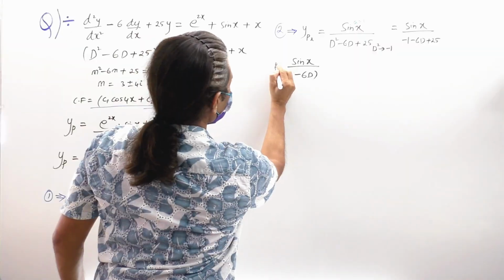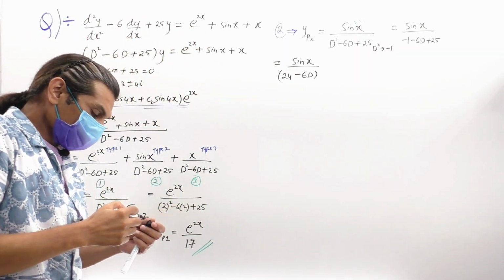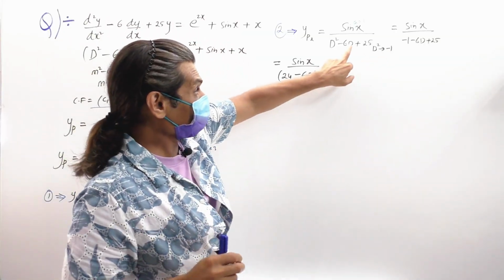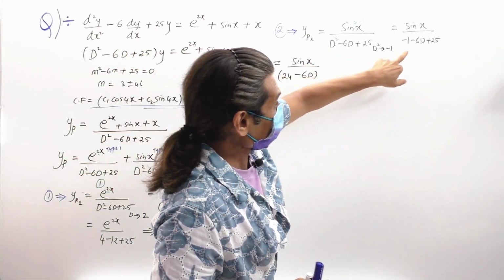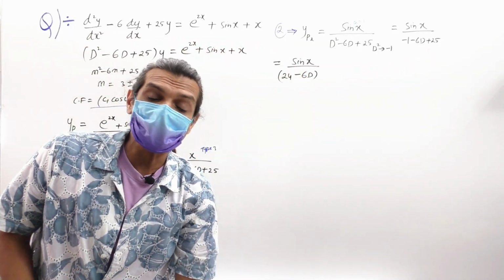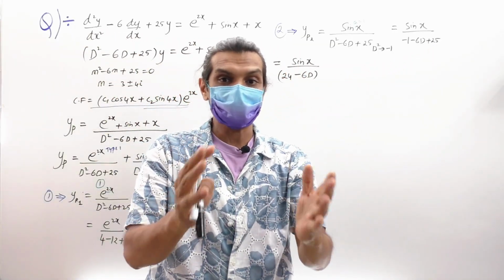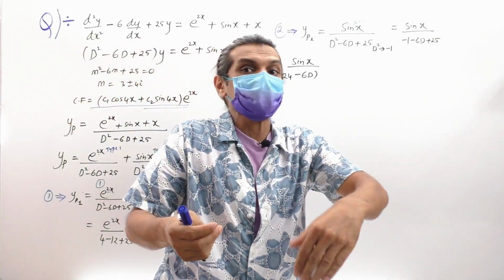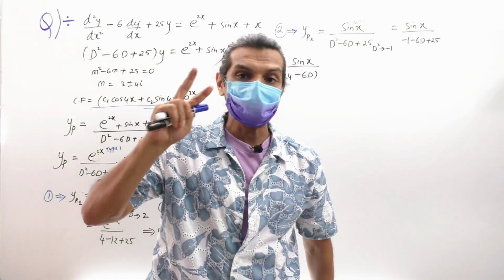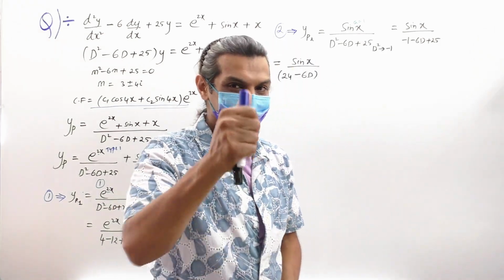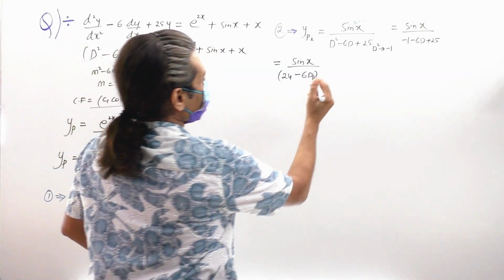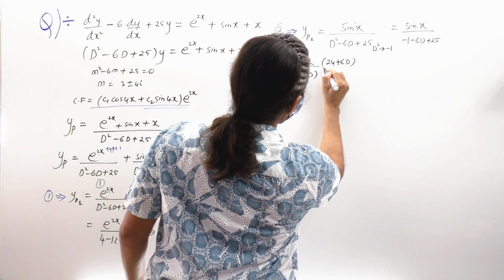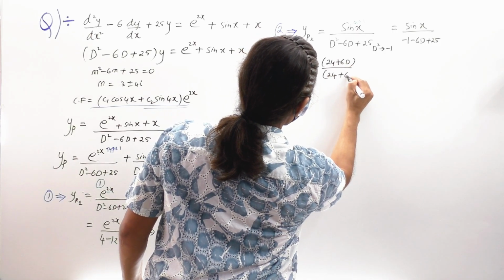Again recall, in type number 2 we replace only d square by minus a square, we do not touch the d's. And if the denominator has a d term, that is d plus something, then we rationalize to make the denominator d square, because it is a compulsory requirement of type 2 that the denominator should have a d square term. Now, let us do it. So, rationalize 24 minus 6d. The rationalizing factor of 24 minus 6d is 24 plus 6d upon 24 plus 6d.